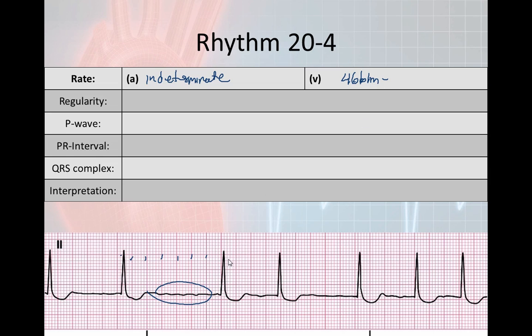That looks like our narrowest. We'll go 300, 150, 175. How about this one? 300, 150, 175. So that's closer. So we'll say 46 to 90 beats per minute. Regularity is irregular.